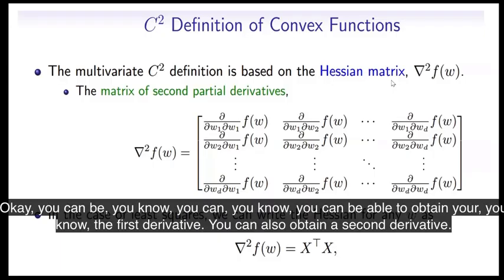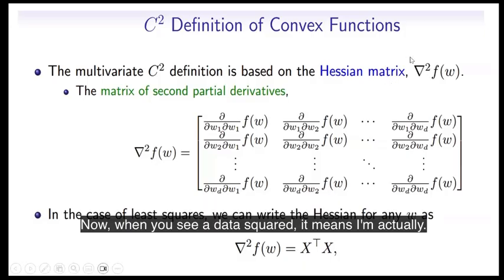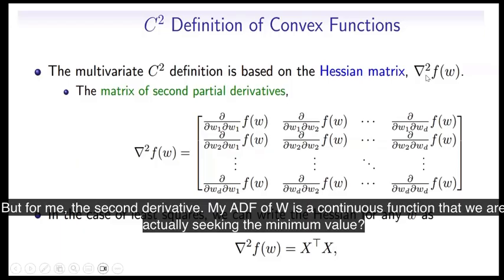You are able to obtain the first derivative. You can also obtain the second derivative. And that's what I want to show you right now. That's what is going to lead us to the Hessian matrix. Now, when you say delta squared, it means I'm performing the second derivative. The f of w is the continuous function for which we are seeking the minimum value.